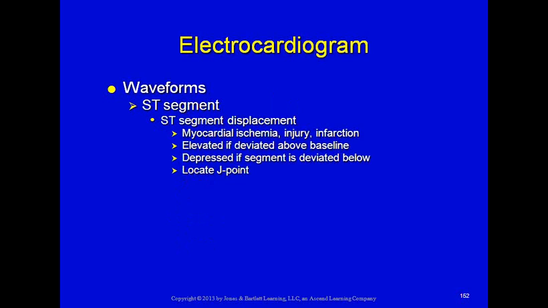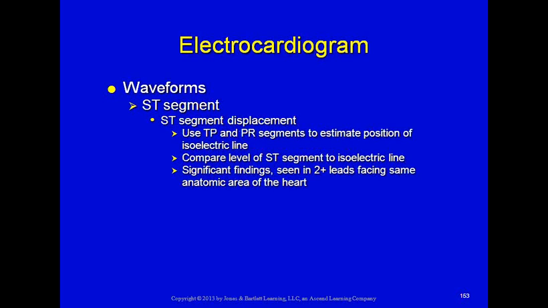We look to see if it's elevated above the baseline or is it depressed below the baseline. In order to measure that, we have to find the J point. You can also use the TP and PR segments. Those should be flat. Those should be isoelectric. So you can use those to determine where the isoelectric line is, and then compare the level of ST segment elevation or depression to determine whether or not there is injury or ischemia present.